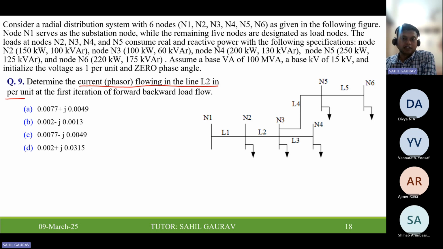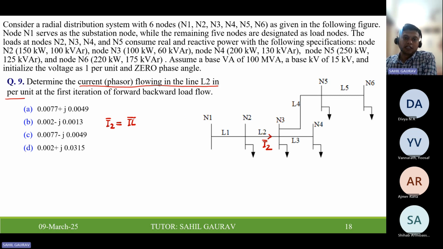So we have to find the line current flowing in the line L2. So this current we have to find. Let us represent this current as I2. If you see, this current I2 is how much? It is all the load current that is beyond this line.